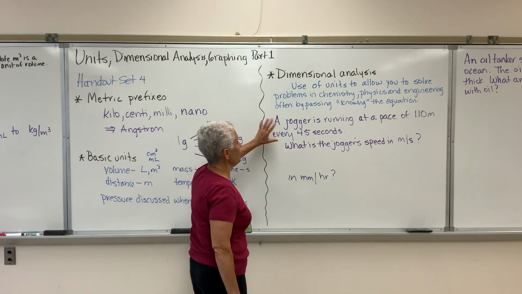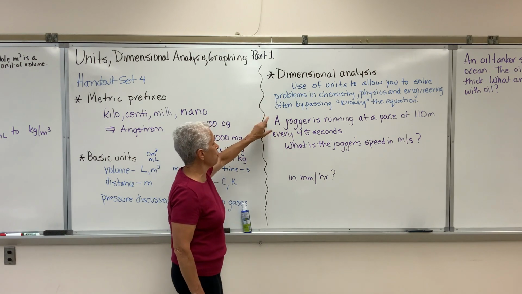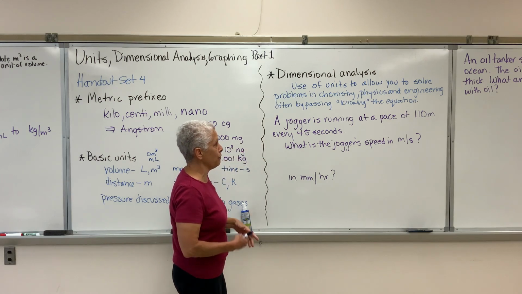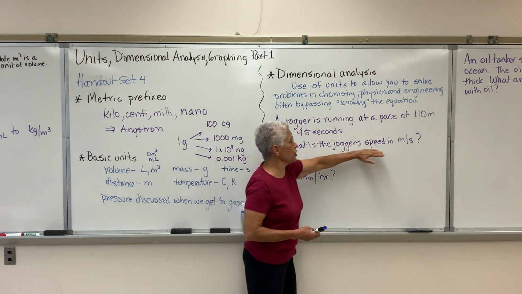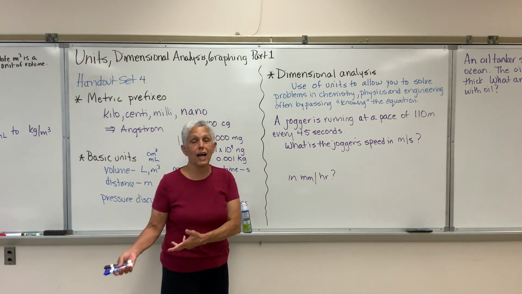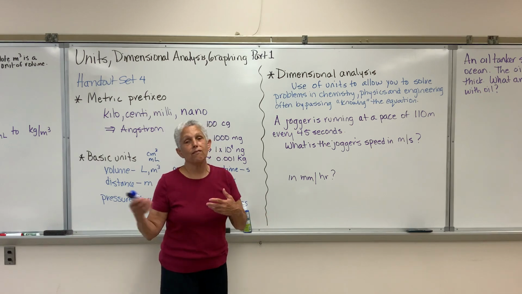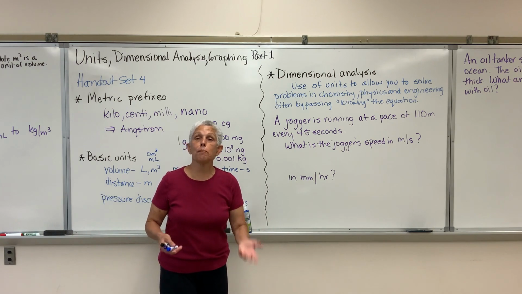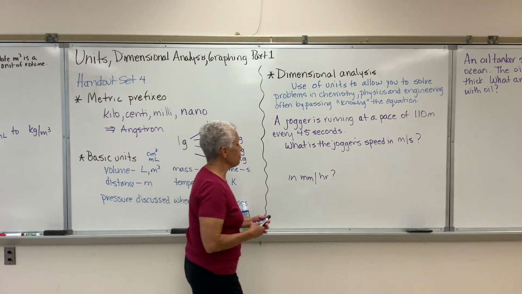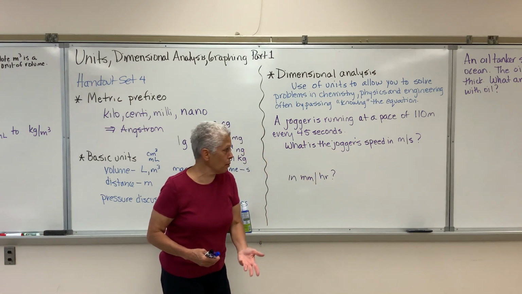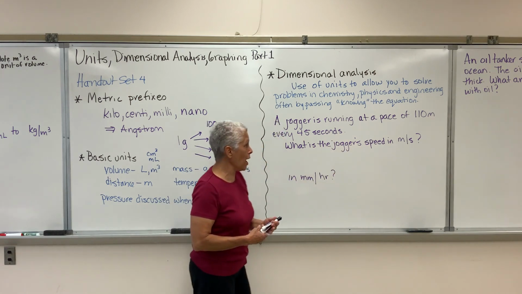So say, for example, and I'm taking a very simple example here, a jogger is running at a pace of 110 meters every 45 seconds. What is the jogger's speed? So you're going to sit there and look for the equation for speed or velocity. They're interchangeable. Velocity tells you the direction. Speed just gives you the magnitude of the velocity, okay? So we're not worried in which direction the jogger is going at this moment in time. We just want to know how fast.